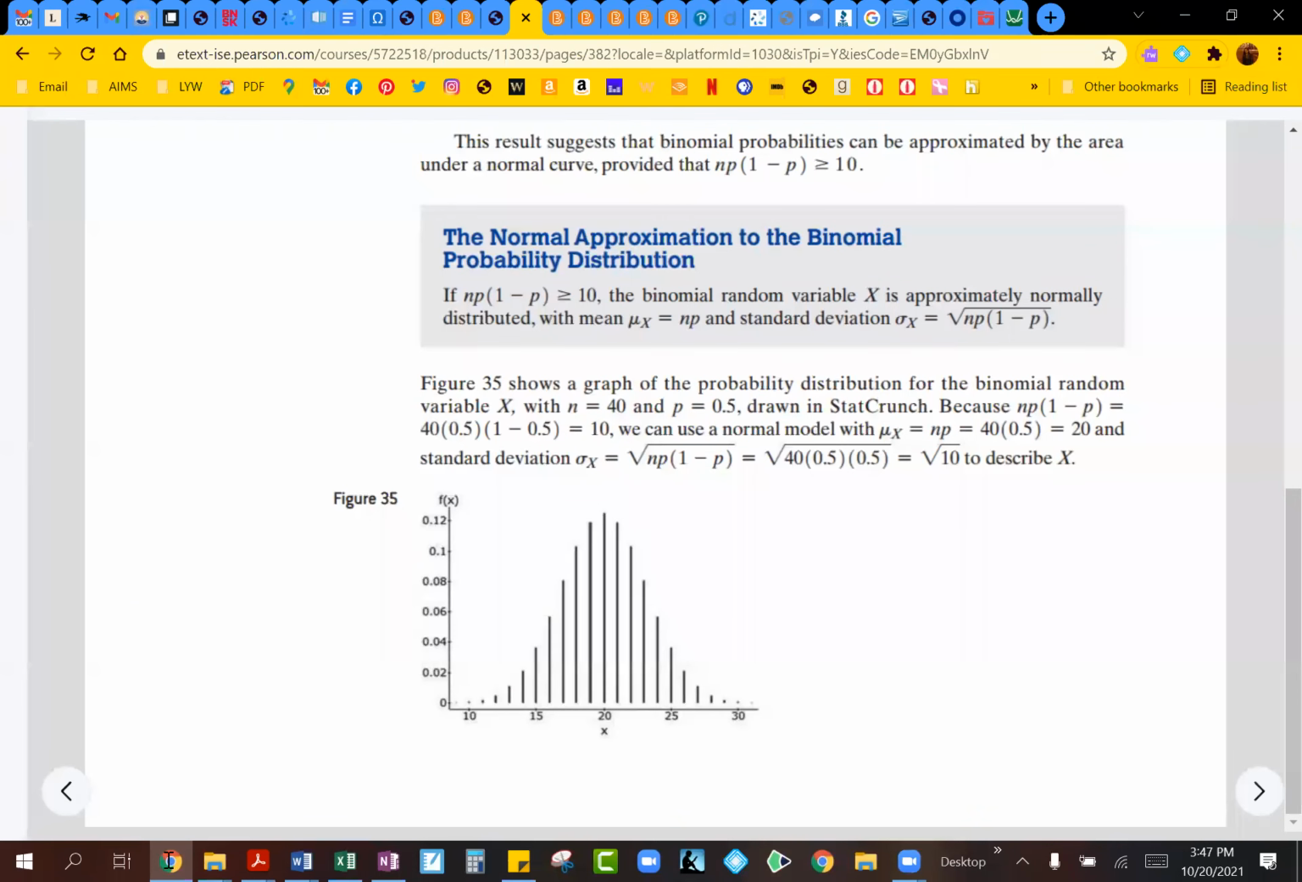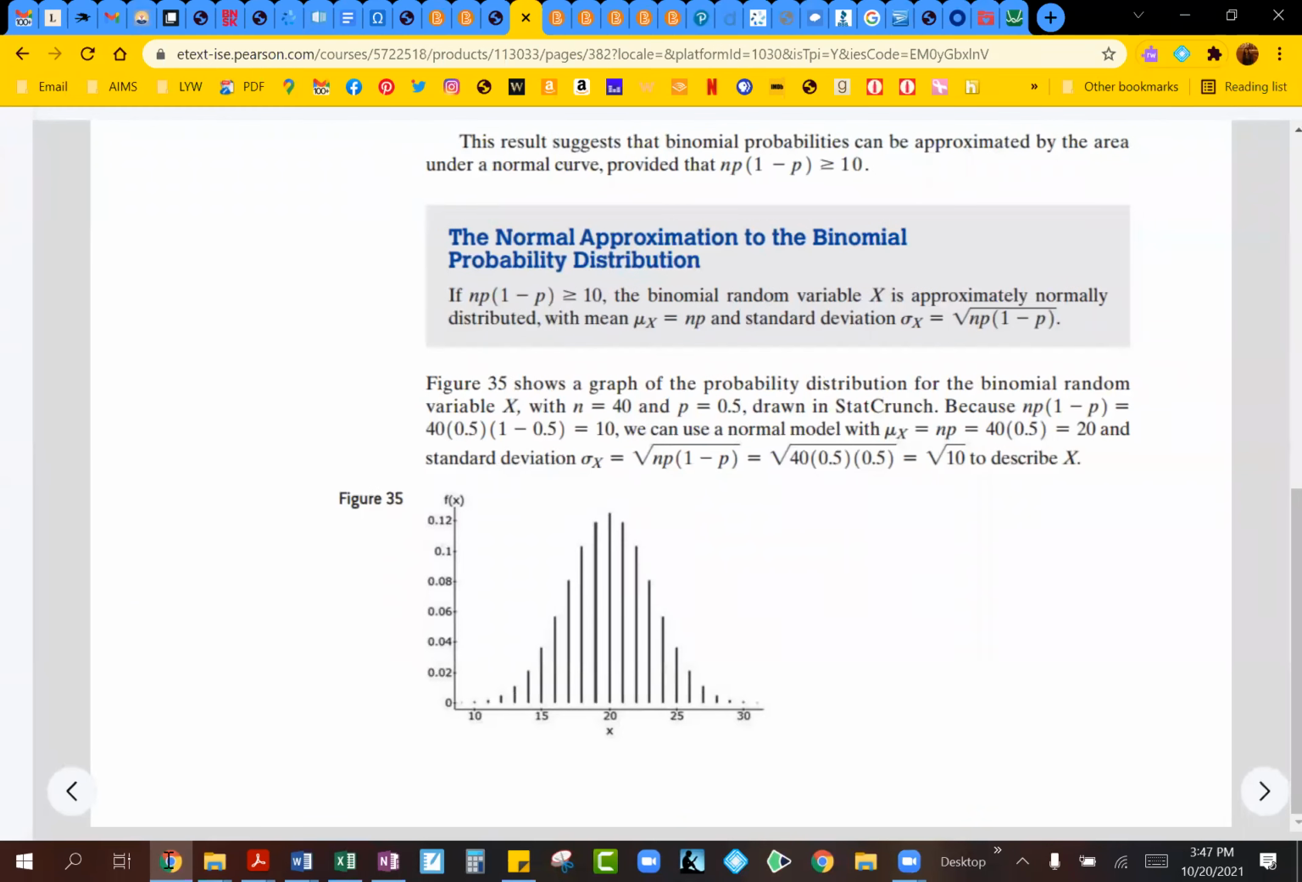Another thing that your textbook does is this little checking step over here. They're saying you will have to multiply n times p times q, which is what our handout is calling it, but n times p times 1 minus p. When you multiply all three of those values, it has to come out to be greater than or equal to 10. Your handout breaks it up into two parts, but your textbook just puts it all together.